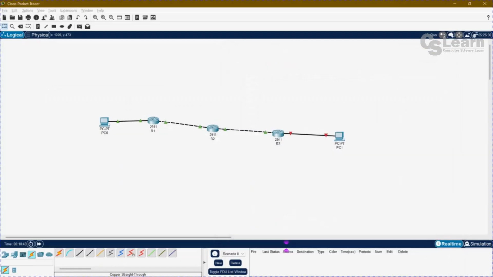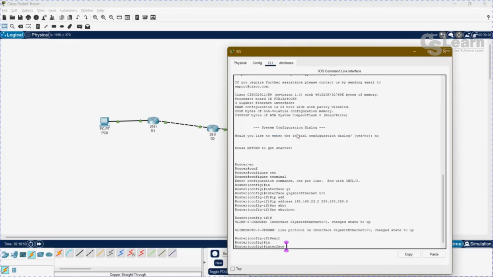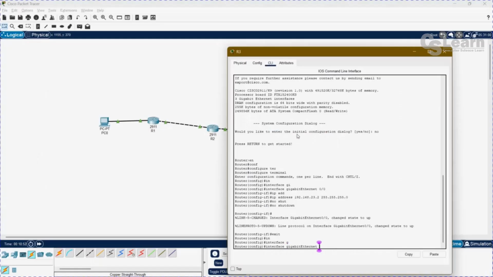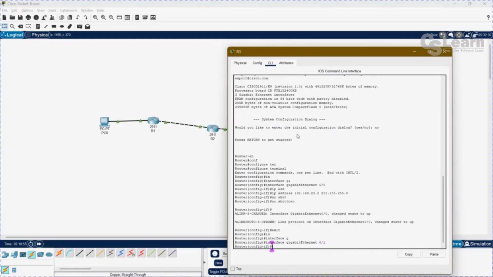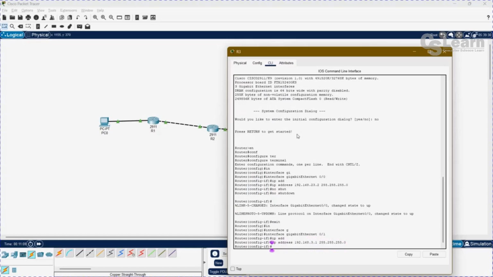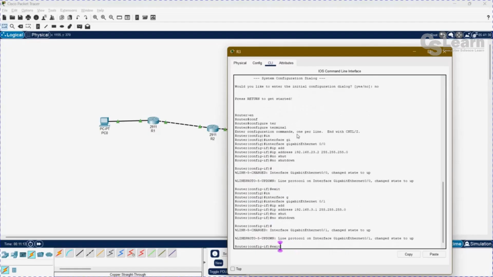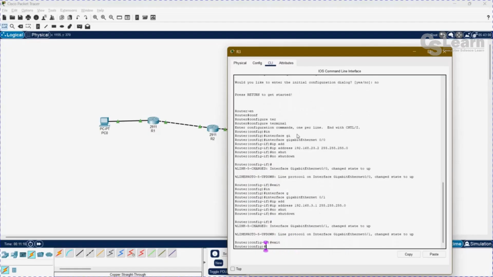Again interface. Okay, what is the interface right now? We need to configure this interface 0/1. Okay, interface gigabit ethernet 0/1. Right, IP address. What is the IP address? 192.168.3.1, 255.255.255.0. Right, no shutdown, right. Exit. So we need to configure the IP route.